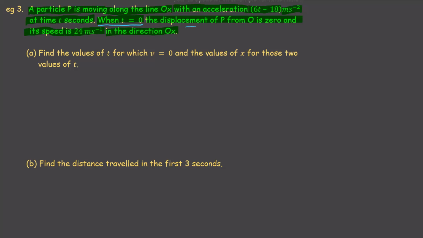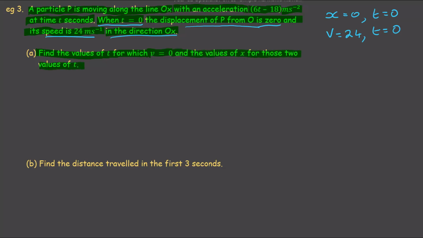t is equal to 0, displacement of P from O is 0. So that's telling me x equals 0 when t equals 0. And the speed is 24 in the direction OX, means v is positive 24 when t equals 0. Find the values of t for which v is equal to 0 and the values of x for those two values of t. Okay, so we want velocity, which is the integral of acceleration.